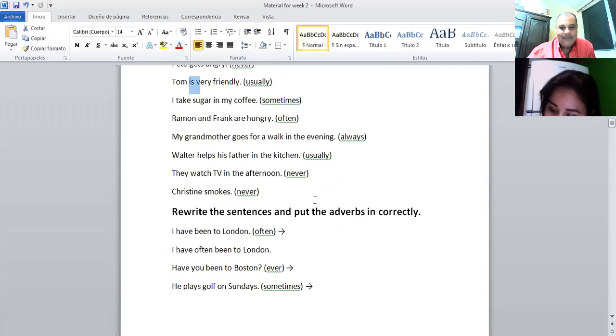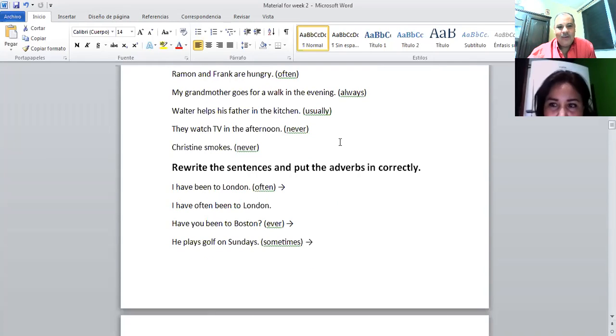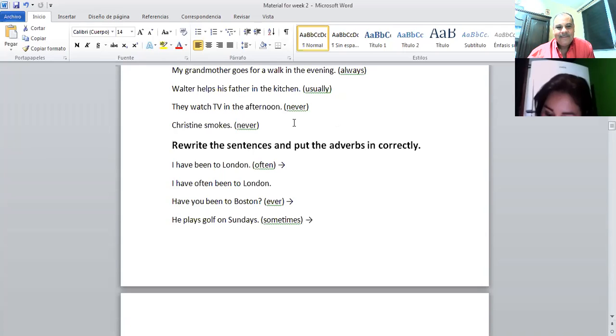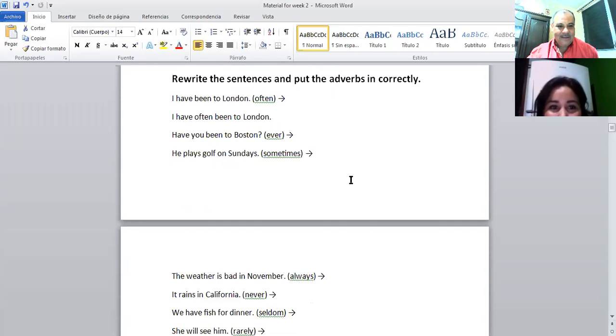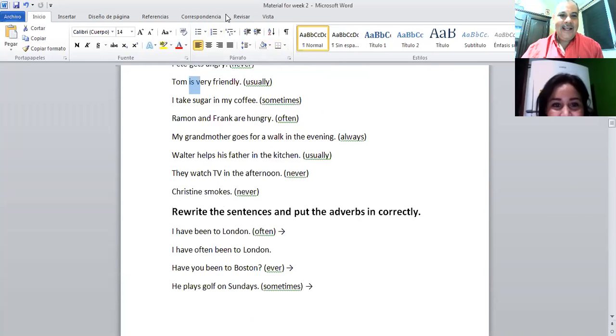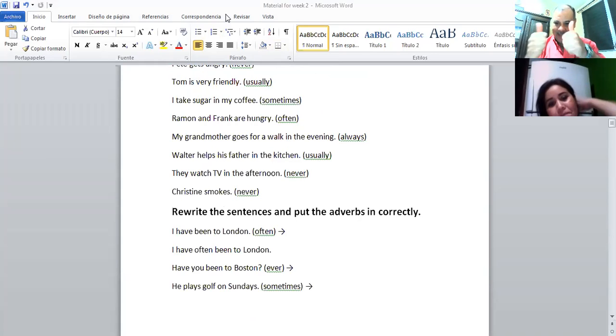The next one, my grandmother always goes for a walk in the evening. Very good. The next one, Walter usually helps his father in the kitchen. In the kitchen, very good. The next one? They never watch TV in the afternoon. The next one? Christine never smokes. Okay, very good. Now, let's bring everybody back. Okay, very good, Catherine, excellent.